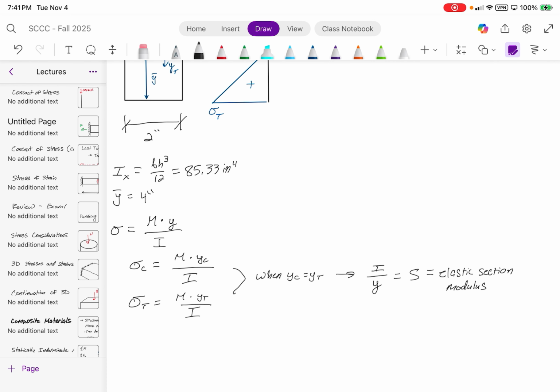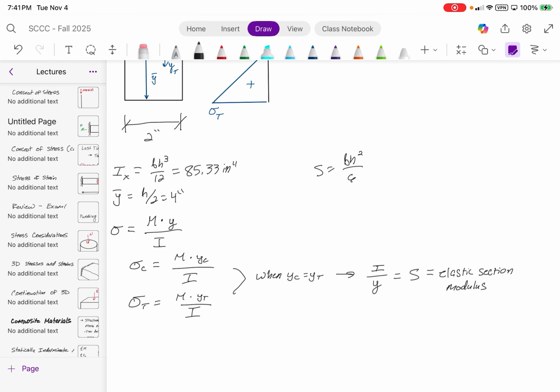Simply put, for a rectangular cross-section, we know that y bar was equal to h over 2. Ix was equal to bh cubed over 12. So when you do the math and set I over y, you would get bh squared over 6. That's it for a rectangular shape.